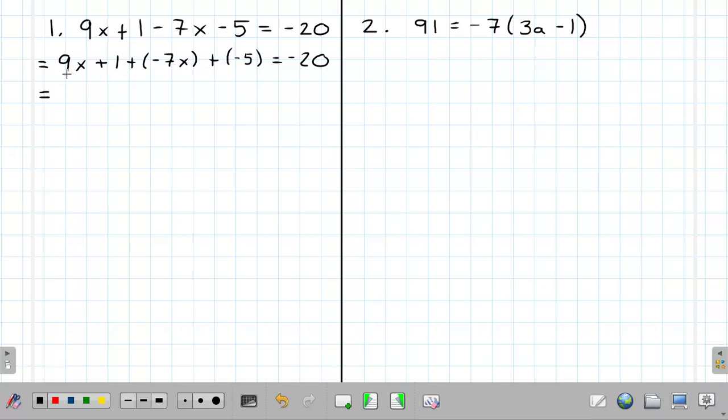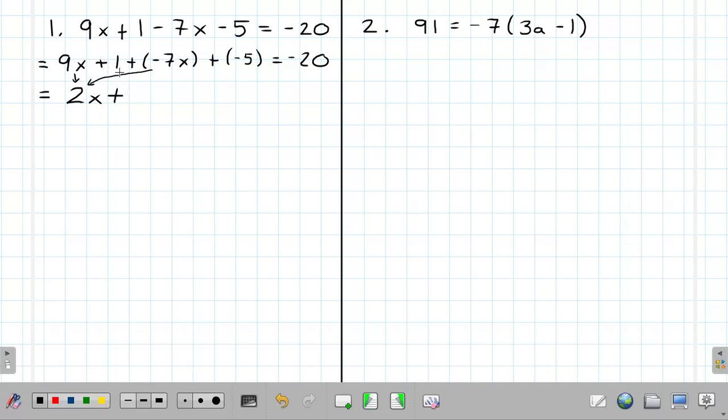So the like terms here are going to be 9x and negative 7x. So what we would do is we would take 9 and add negative 7. And if we do 9x plus negative 7x, that will give us 2x. Okay, once again, that comes from the 9x and the negative 7x. Okay, then we're going to add to it.